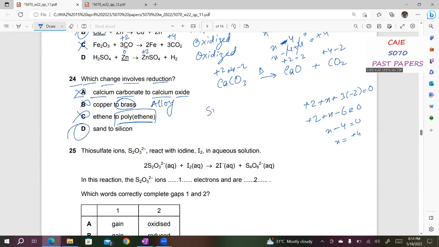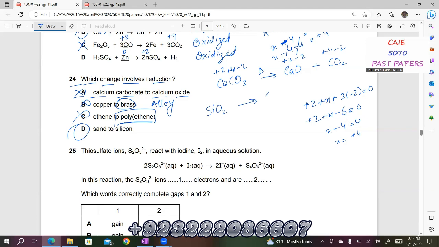Sand is SiO2, and we are getting Si on the product side. Si, being less electronegative than oxygen, will carry a positive charge. On the product side, it's getting 0. So it's definitely reduced here, because the oxidation number is decreased. So D will be the right answer for this question. 25.